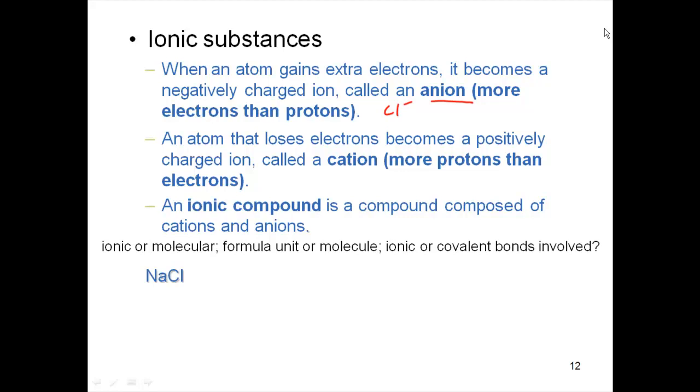Let's look at sodium chloride. What kind of bonding are we talking about there? Well, we're talking about a metal and a non-metal bonding, right? So if that's the case, then we're talking about ionic bonds. If it's an ionic bond, would I refer to that as an ionic substance or a molecular substance? It would be an ionic substance. And when I refer to sodium chloride as a formula unit or a molecule, since it's ionic bonding, it will be referred to as a formula unit.